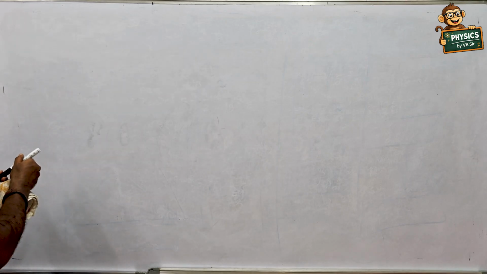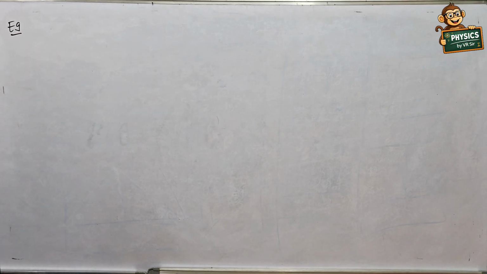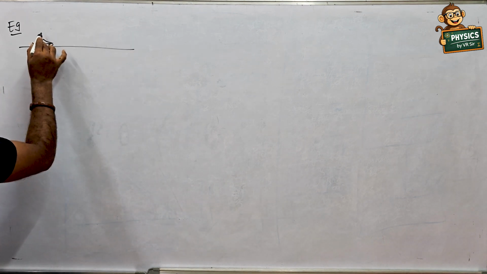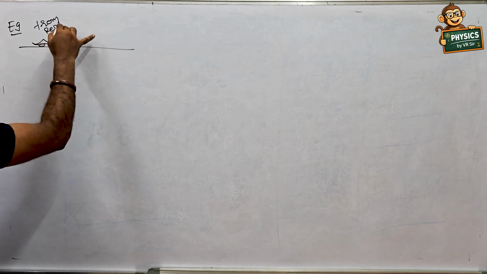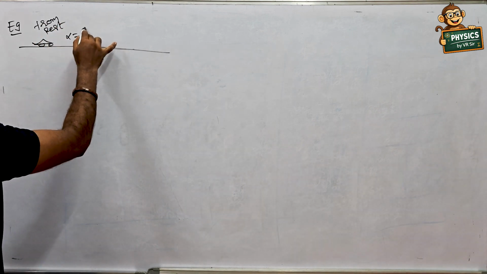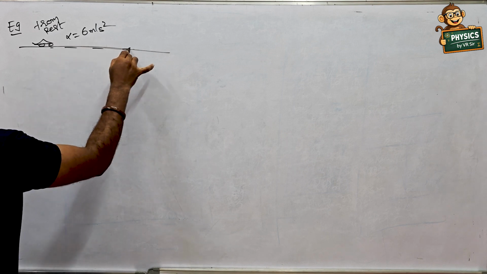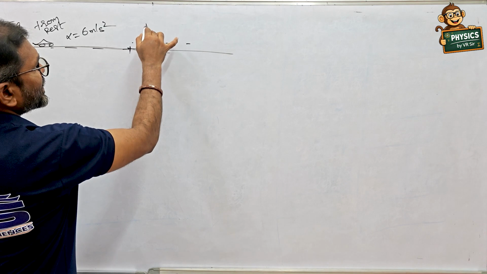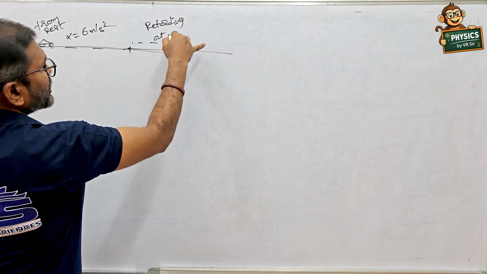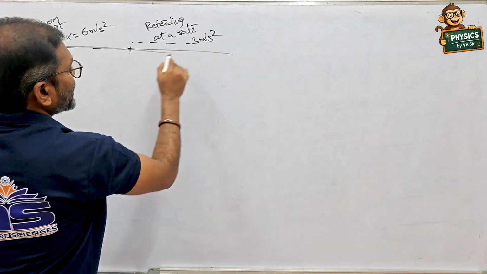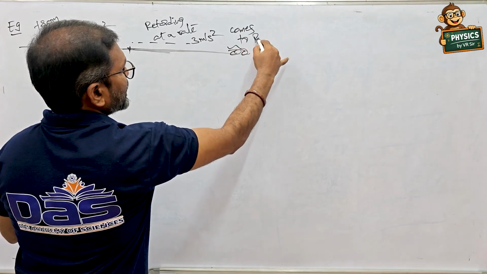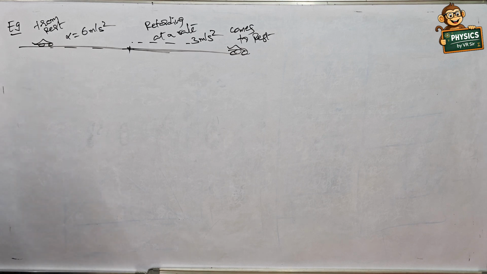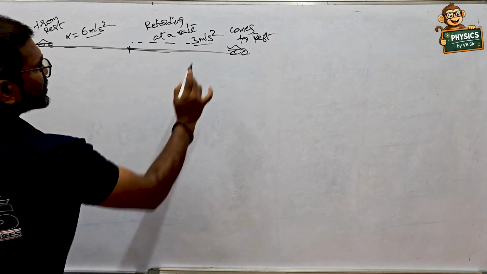Let's take one more example based on the previous case. Now this time we are doing the numerical part. A vehicle starts from rest and moves with a constant acceleration of 6 meters per second square for some time, and after that brakes are applied. Once the brakes are applied, it is retarding at a rate of 3 meters per second square and comes to rest. Same as the previous case. The previous one is the general case, and this one we are doing with particular numbers.